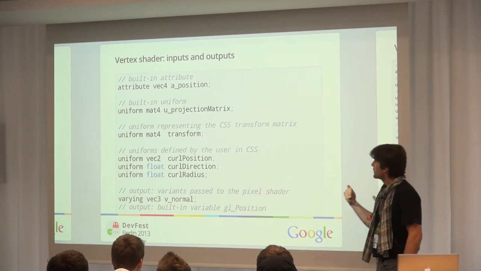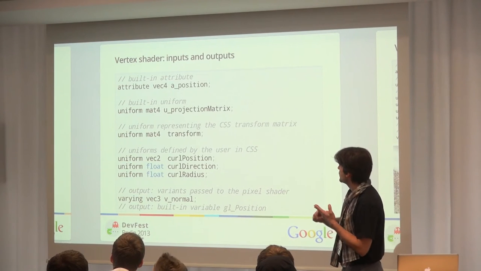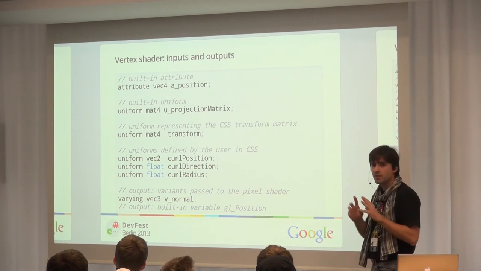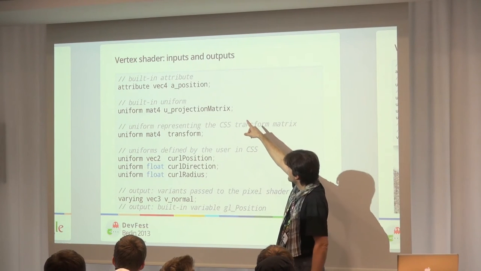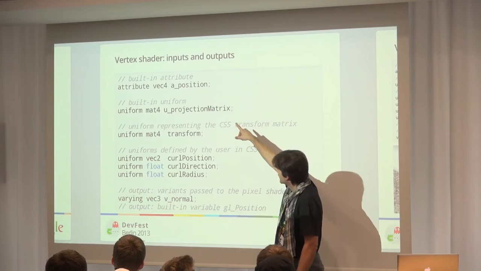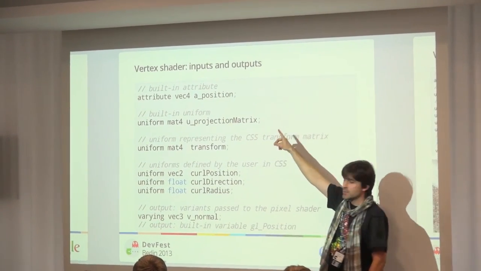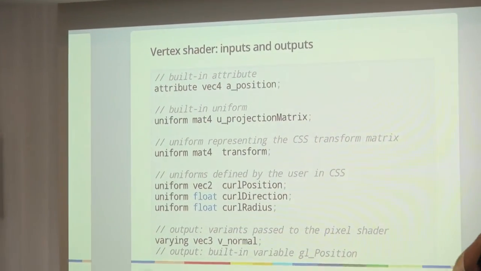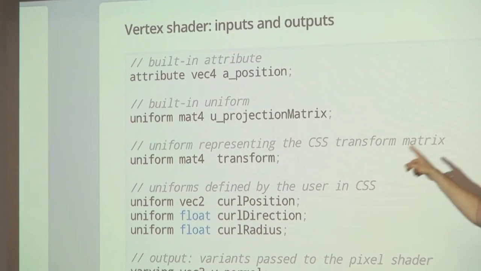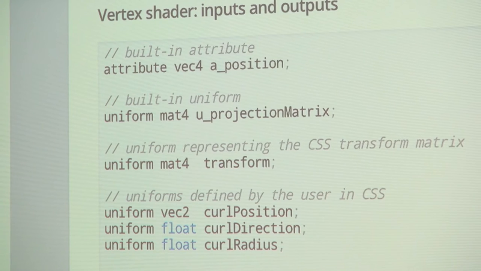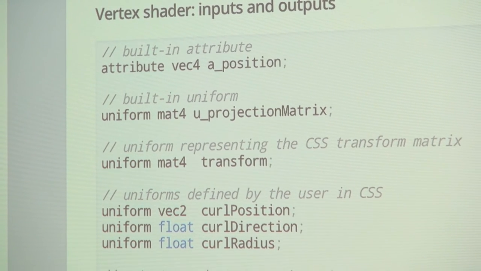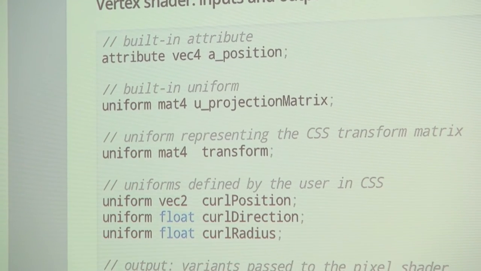Now, let's see what attributes, uniforms, and varyings we have in our code here. The first one is the position. So that's something the browser gives to you. You have to declare it, but you don't fill this variable. The browser gives it to you. That's the original 3D position of each vertex.